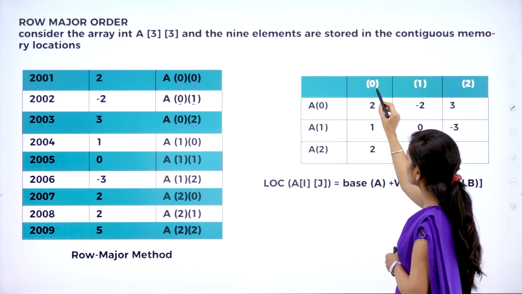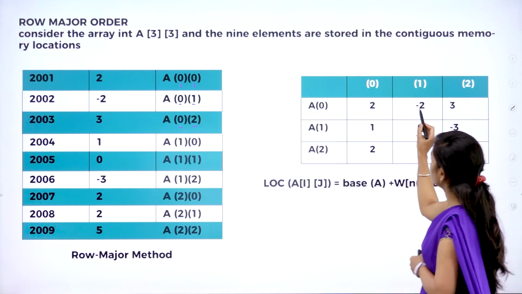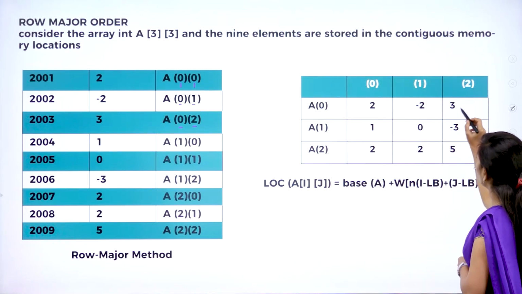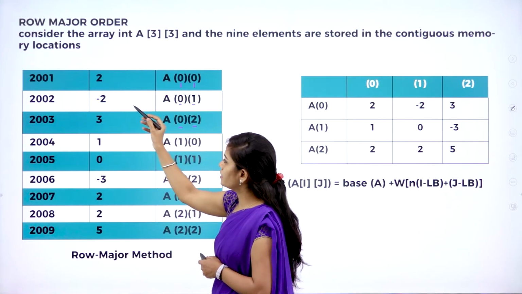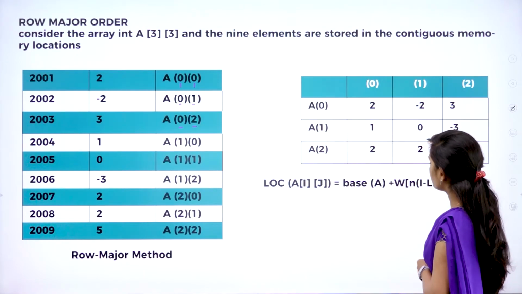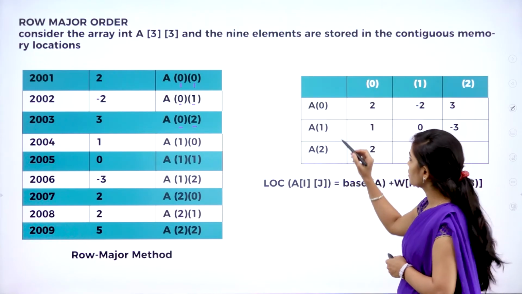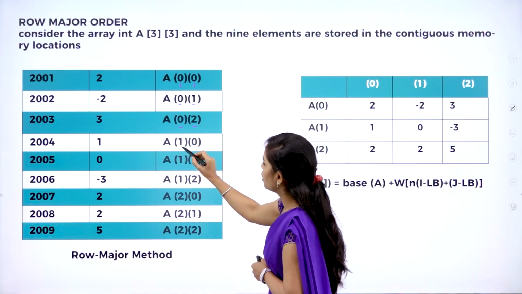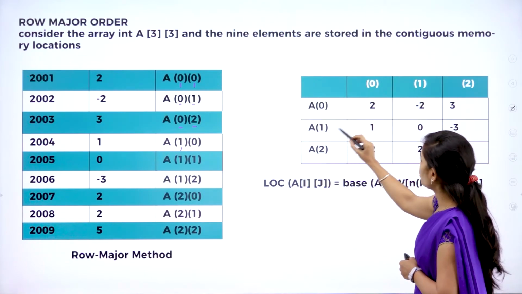So, A of 0, 0 means the value is 2 and A of 0, 1 is the value minus 2 and A of 0, 2 is the value 3. So, my values are 2, minus 2, 3. This is in row order. And in the second row, I will assume A of 1 and A of 0. A of 1, 0, this is the row and this is the column. And A of 1, 1, this is the row, this is the column.